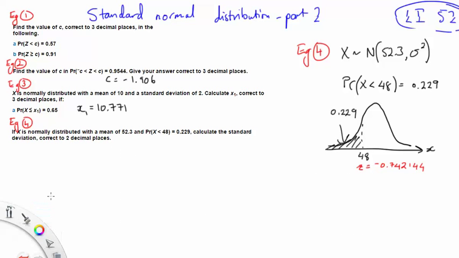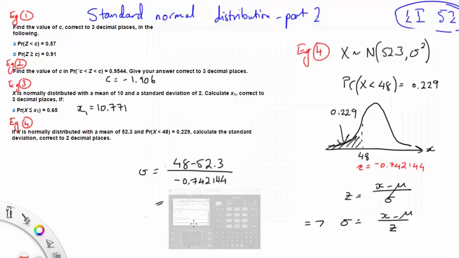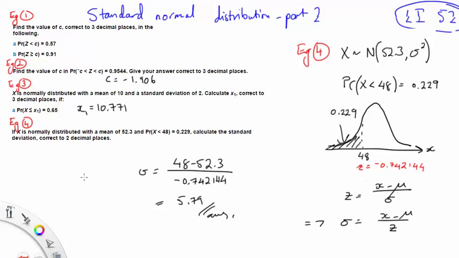Let's start again. Memorize your formulas. Z equals x minus mu on sigma, which implies sigma is x minus mu on z. So then you take your x value, which is 48, minus 52.3, over your z value, which is negative 0.742144. That gives you a positive value, 5.79. There we are, that's your answer. Silly mistake, writing the formula the wrong way around. This is the formula, that's the one to know.